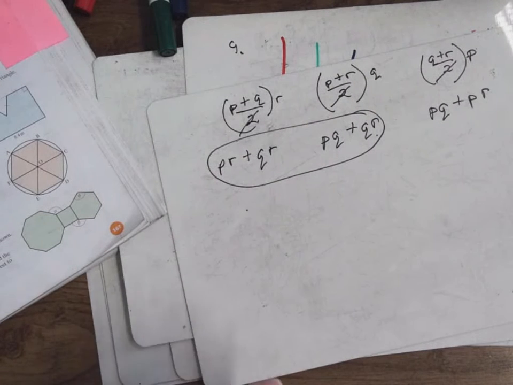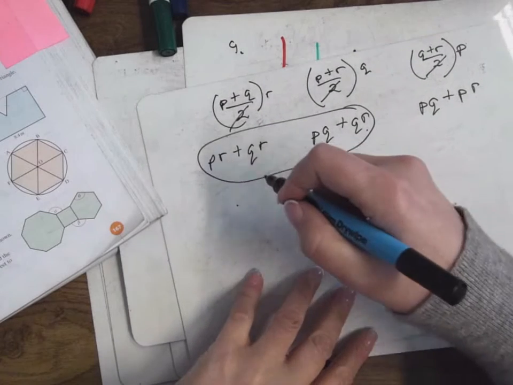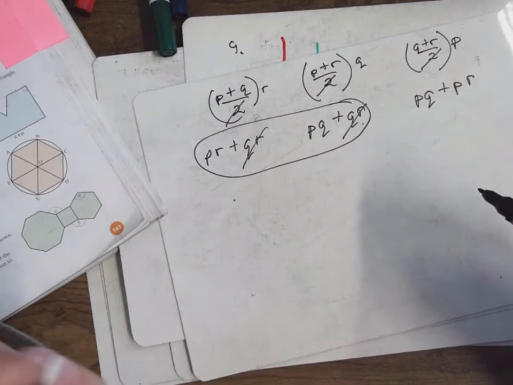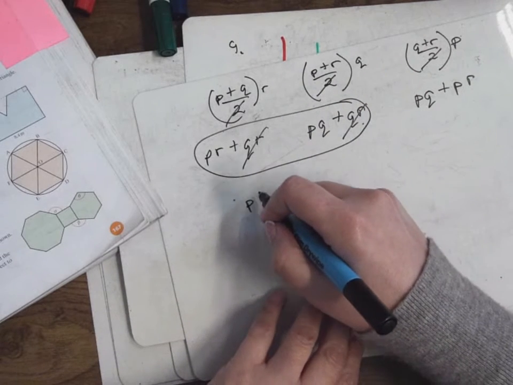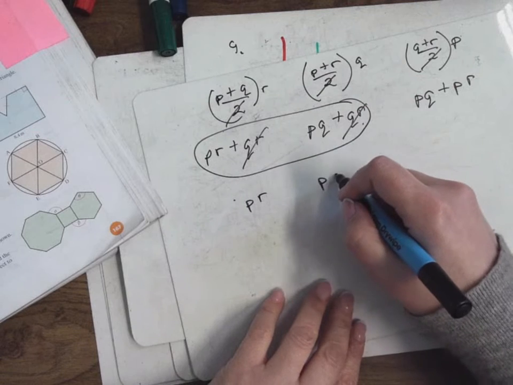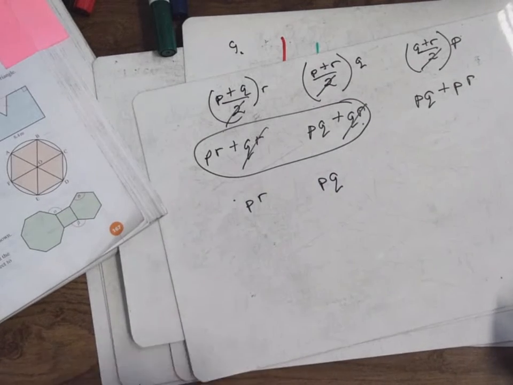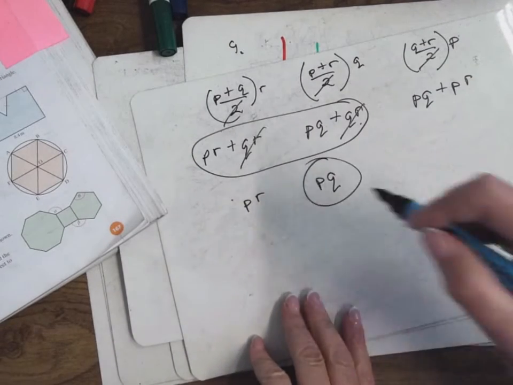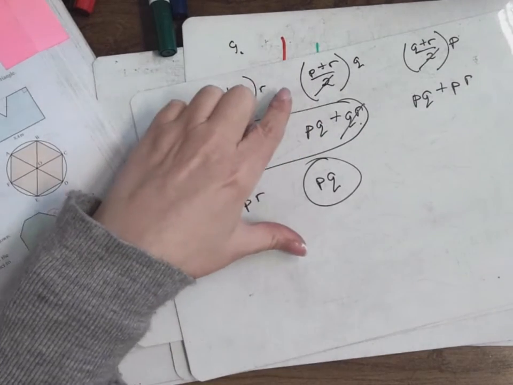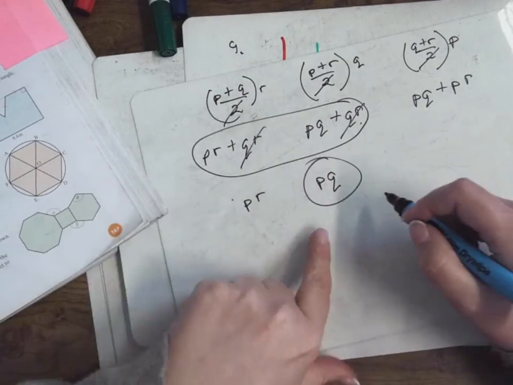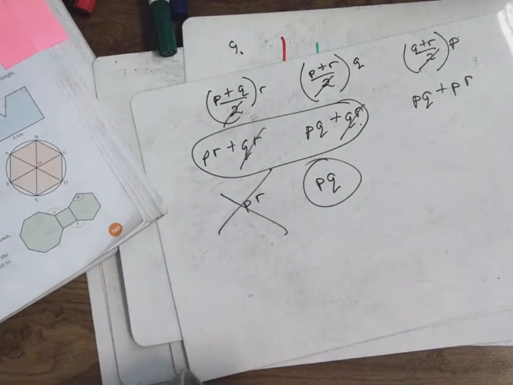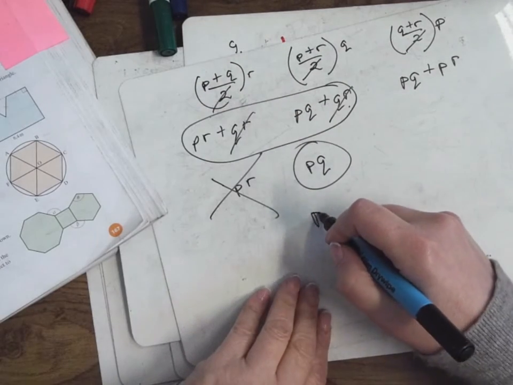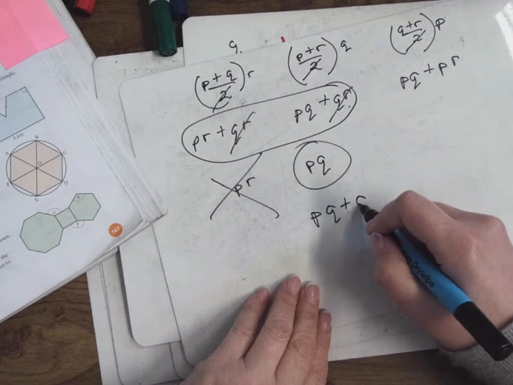Observation. There's a QR in each one, isn't there? So I can knock it off, just for comparison purposes. So I'm actually comparing PR with PQ. Which one is bigger? PQ, because Q is longer than R, isn't it? So this one is bigger. Would you agree? So this one is gone. That's definitely not the biggest. With me? I'm going to go back now, and this one is PQ plus QR.